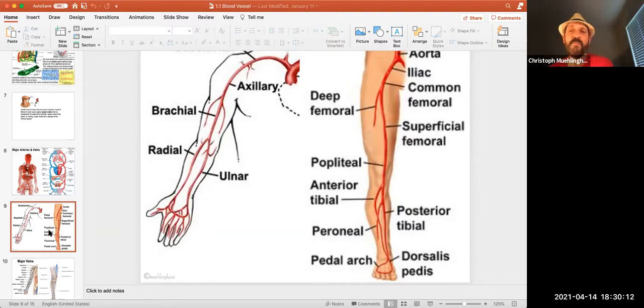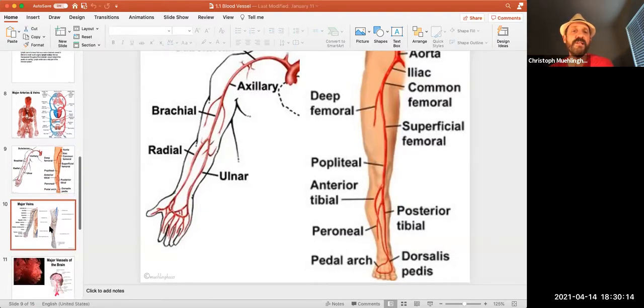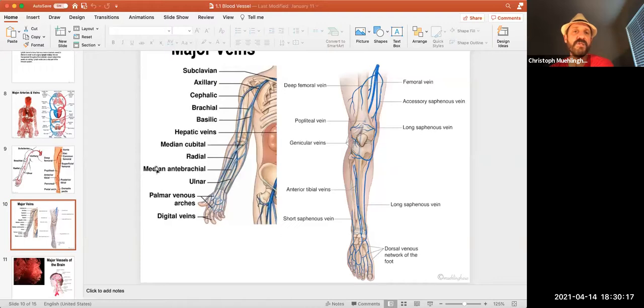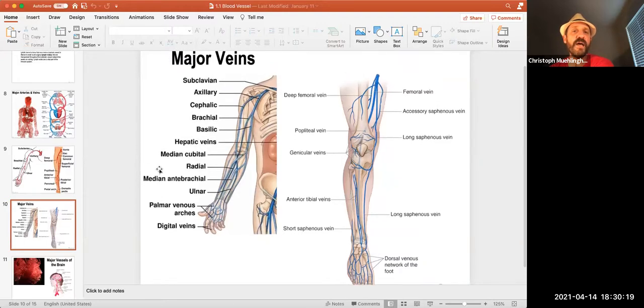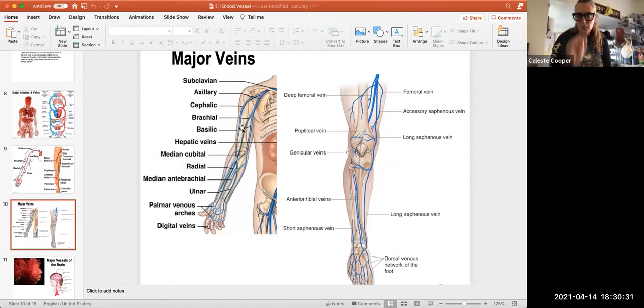So that's the arteries, and the veins are very similar, except the veins go superficial, and then they have veins that go deep. And so we have a saphenous vein as well, and that's a superficial vein. And then we have a cubital vein. No, I have a question. Yes, a basilic vein and cephalic vein.